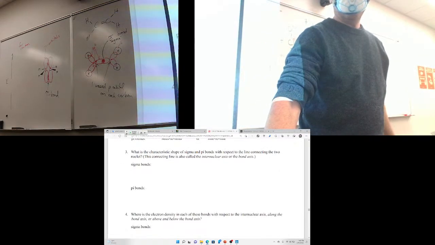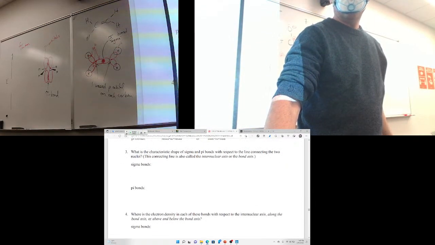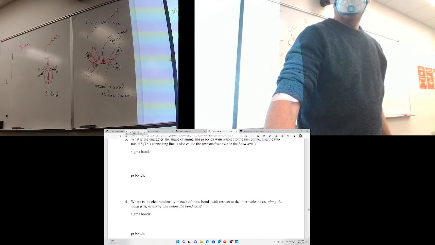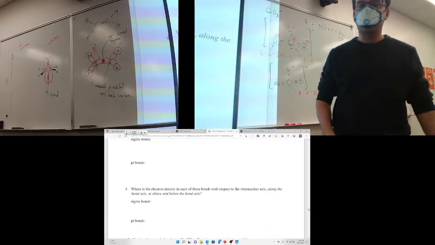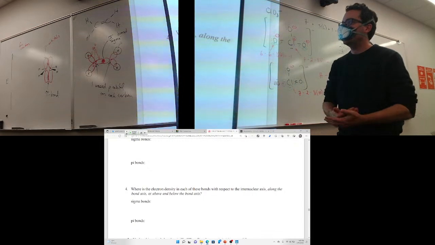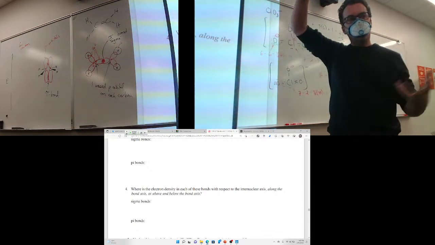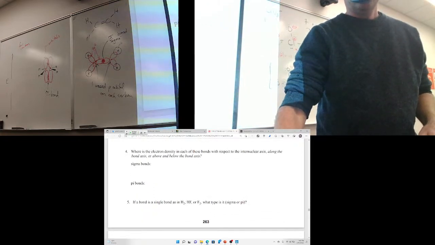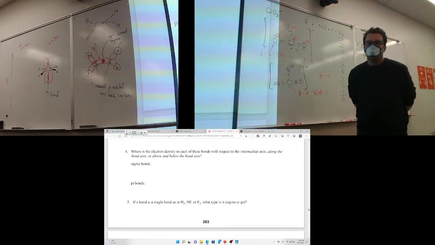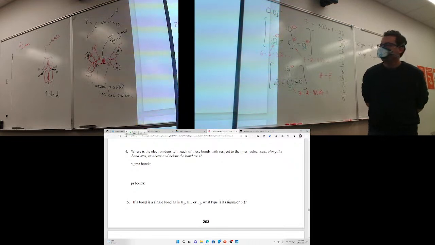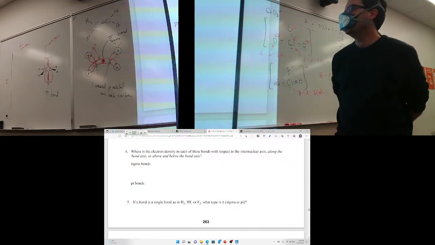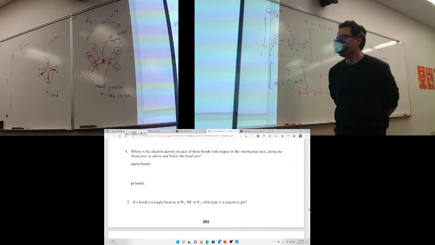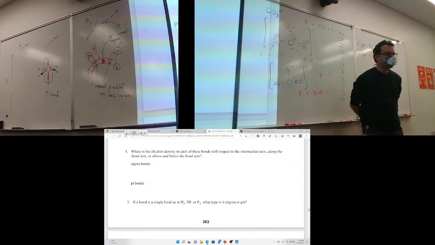And then, where is the electron density? The electron density is on the axis in sigma bonds, and it's off the axis, above and below the bond, in pi bonds. And then, if the bond is a single bond, what type of bond is it? Well, it's pretty much only going to be a sigma bond if it's a single bond.